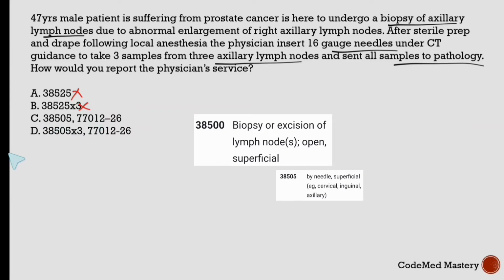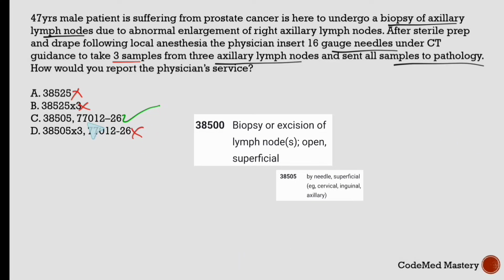Now we are left with option C and option D. So what is the difference? Here there is 38505. Here they have mentioned 38505 multiplied 3 times. But when you read the code 38505, that is for biopsy or excision of lymph nodes by needle superficial. Already they have mentioned it is for excision of lymph nodes, right? So even if 3 samples are present, you should not multiply it because the code already mentions lymph nodes. The right code is 38505. We'll eliminate option D. You should not multiply the code 38505.